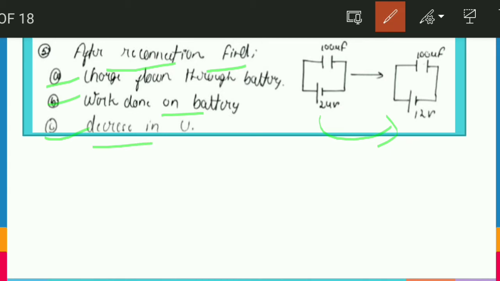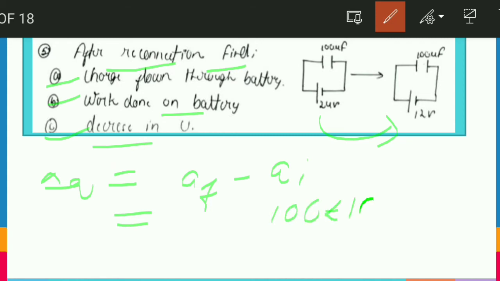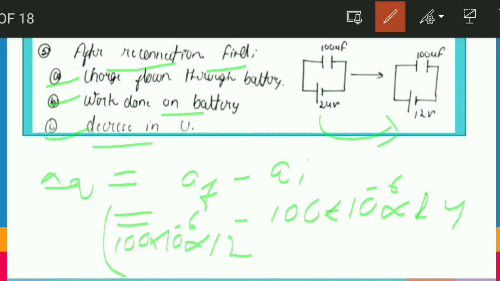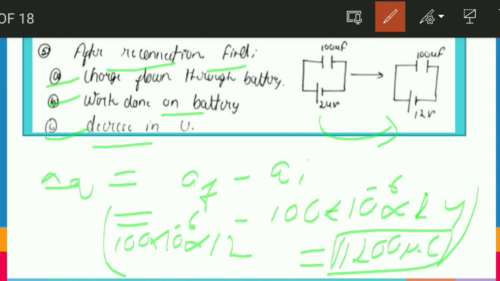So let's first find delta Q. What can we write, friends? Delta Q equals Q final minus Q initial. Q initially will be equal to C into V. C is 100 into 10 to the power minus 6, and V is 24, and Q final will be equal to again 100 into 10 to the power minus 6 into the potential 12 volt. So after solving, this comes to 1200 microcoulomb. So this much amount of charge has flown through the battery.